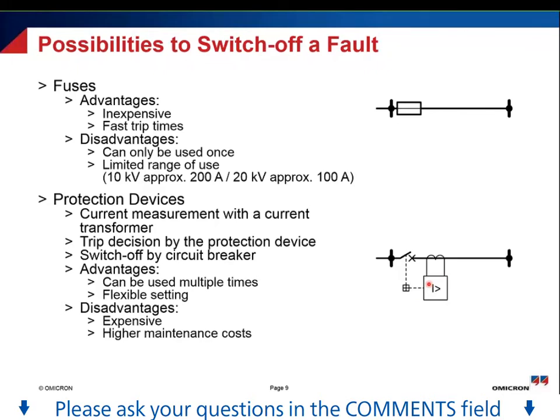The disadvantage of these protection devices is that they are more expensive and also that they have higher maintenance costs. So the whole system, so the current transformer, the protection device and the circuit breaker, they all together are the protection system, and this protection system has to be maintained on a regular basis. So from time to time, let's say every 2, 3 or 4 years, you have to go there and check whether everything is working correctly.